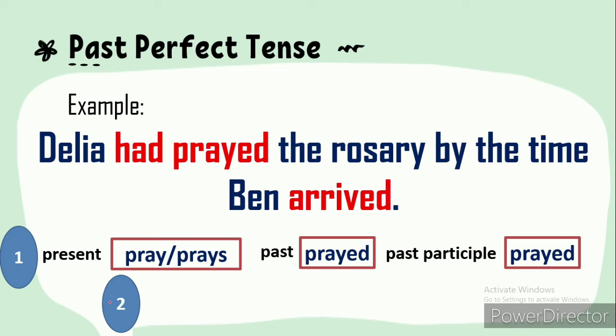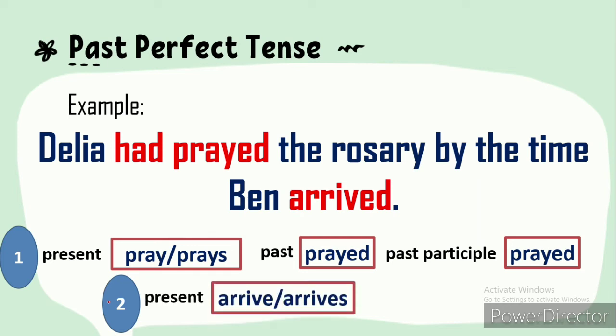Then the next or the second past action, we have arrived. The present form is arrive or arrives. Again, it depends on the number of the subject. For singular subject, we have arrives, and for the plural subject, we have arrive. And then the past form is arrived. We just added d, so this is our regular verb.